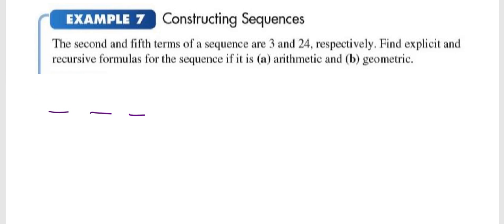1, 2, 3, 4, 5. The second term and the fifth term are 3 and 24. They want me to find the explicit and recursive formulas for the sequence if we assume it's arithmetic.